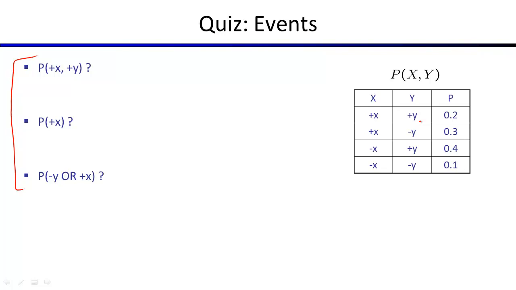Minus Y or plus X? I heard a mix of things. 0.6. Let's see, minus Y is over here, plus X is over here. So we have 0.1 plus 0.3 plus 0.2, which is 0.6. Great.